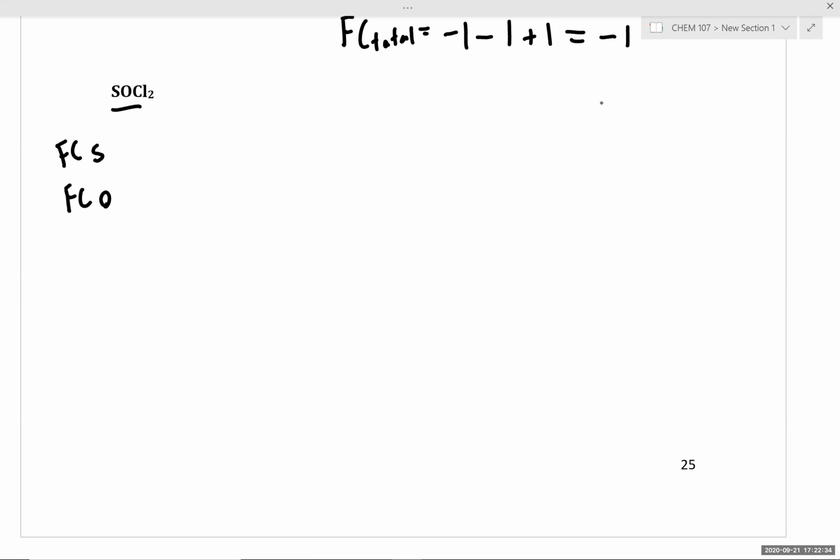Don't be shy to share your formal charge assignments, such as the formal charge of sulfur or oxygen, or you can share using the annotate tool your proposed Lewis structures with formal charges for the following molecule. And if you have any questions working through these examples, don't be shy to let me know, but make sure, in order to answer this question, you will need to draw a Lewis structure.